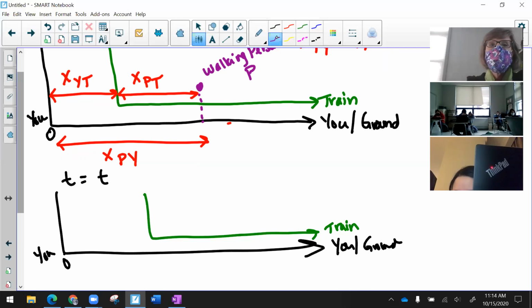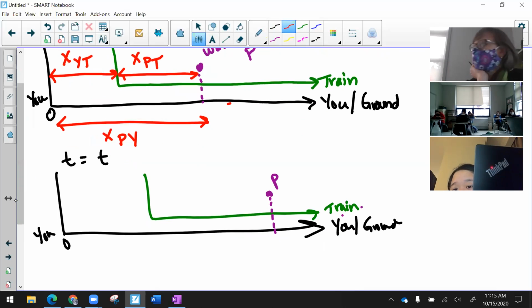Okay, and the person has moved. They are walking on the train. So again, I can label this distance here between the train and the person, and I'm going to call it XYT prime. Not prime like derivative prime, okay? Just as opposed to my original value.